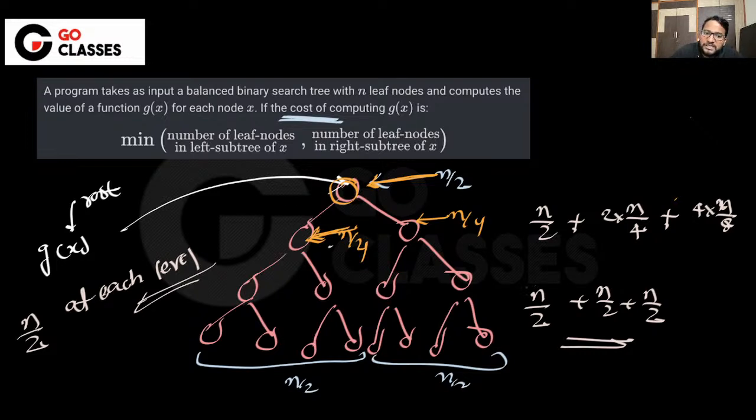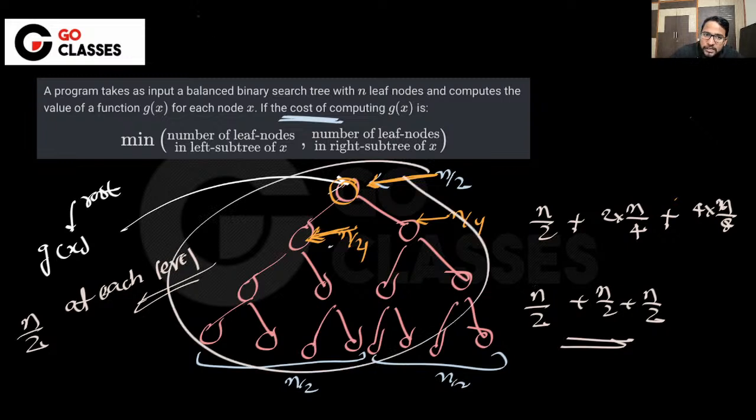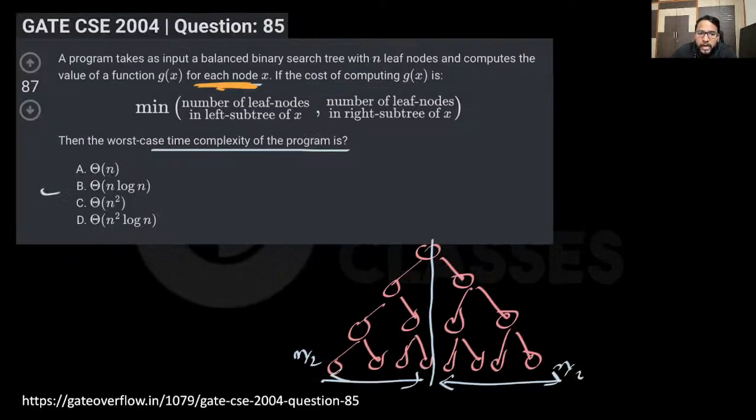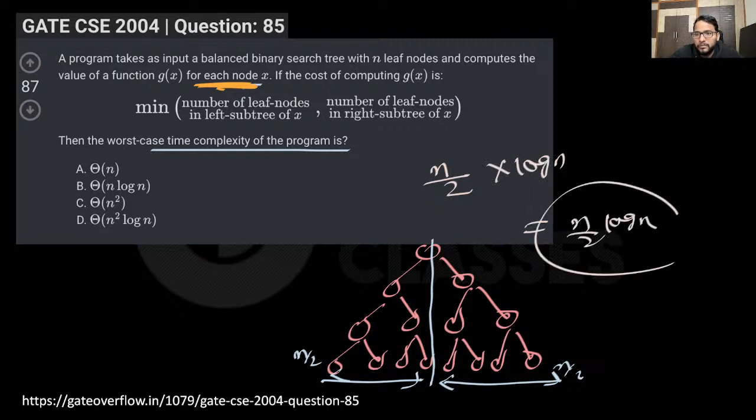So n by 2 at each level, and since it is a balanced binary search tree, or rather since it is balanced, it need not be a binary search tree. In fact, it can be just a binary tree, because I'm not using any property of binary search tree to compute this gx. So the final answer is n by 2 log n. That's why n log n is the order of this. You cannot do it in less than n log n, because at every level you are spending n by 2, and there are log n levels. You cannot do it in order of n. So that's why the answer is n log n.